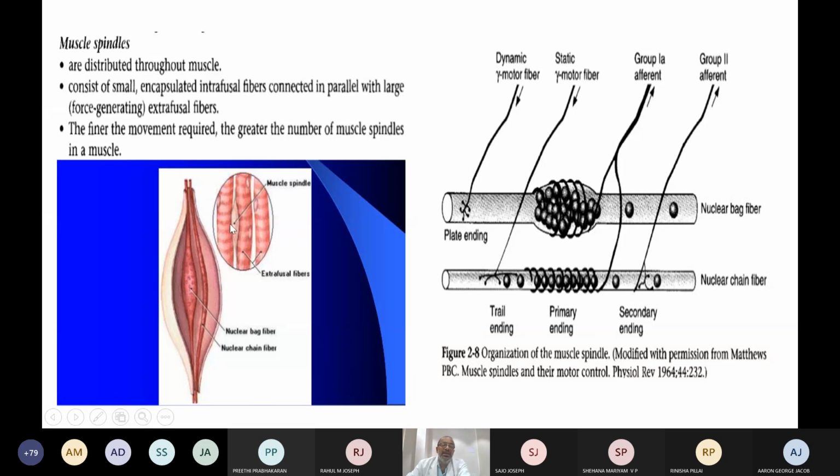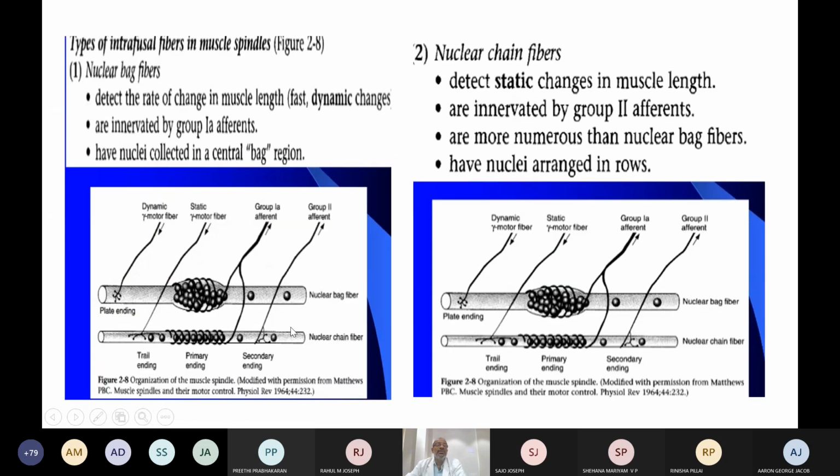So you try to see, this is the muscle spindle, this is extrafusal. So, nuclear bag fibers, nuclear chain fibers. Now, types of intrafusal fibers.